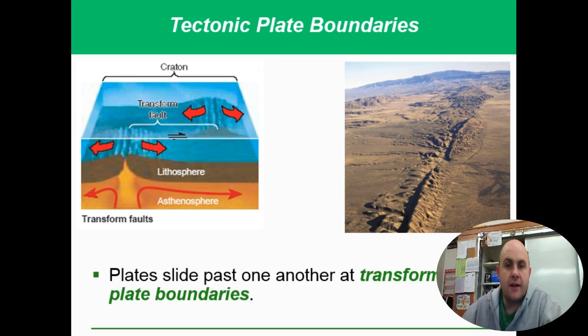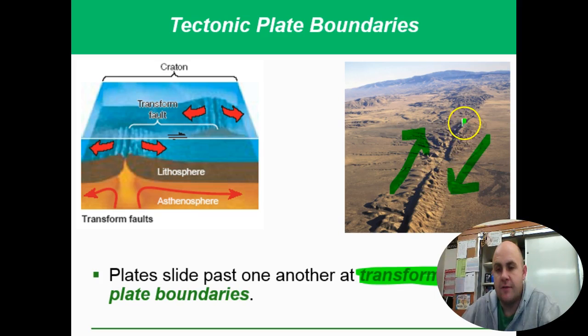And then the last one is transform plate boundaries. Transform is when they slide next to each other. So this is the San Andreas Fault in California. And this part of it is going this way, and this part of it's going this way relative. So they're scraping next to each other. And when that happens, you don't really get any volcanic activity like you do with the other two. Instead, you get lots and lots of earthquakes.